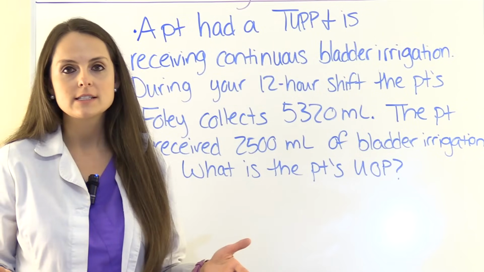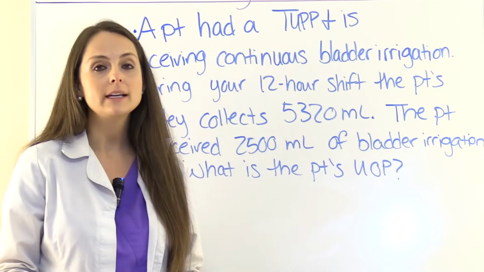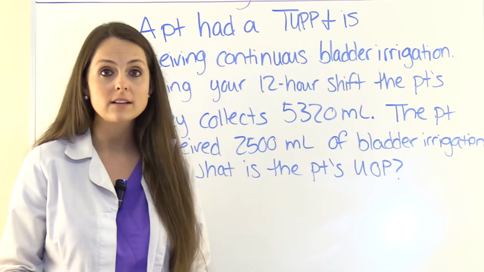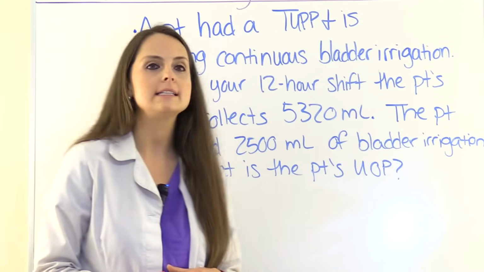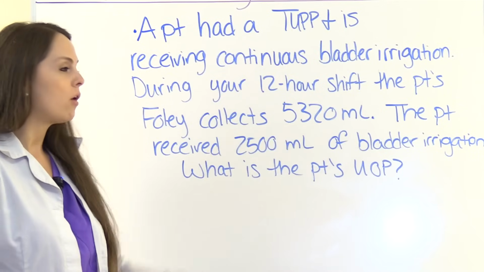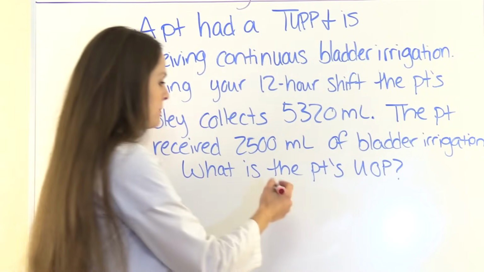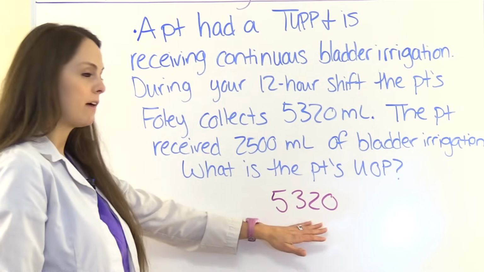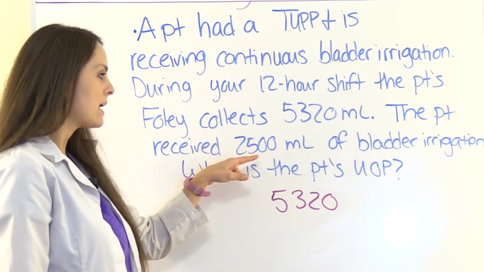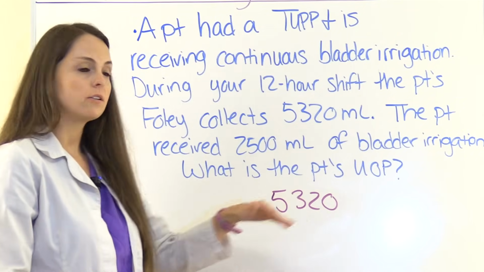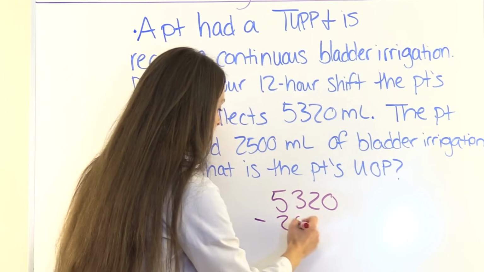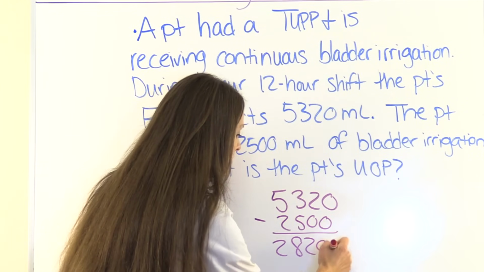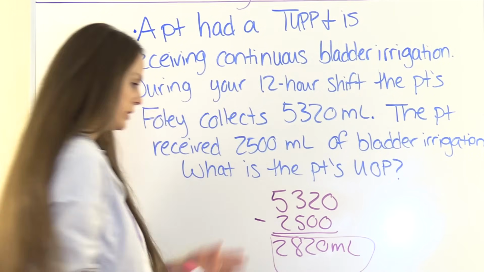Now, whenever you look at this at first, it's like, I don't know. They had all this irrigation fluid going into their bladder and it's mixed with their urine, so what exactly is their true urinary output? And it's so easy to solve. You'll take the whole amount that was collected in that Foley bag, because remember the Foley bag has urine and irrigation solution in it, so it was a total of 5,320. And then you're going to subtract how much bladder irrigation was instilled in that bladder. So subtract 2,500. And what do you get? You get 2,820 milliliters. So that is the patient's true urinary output.